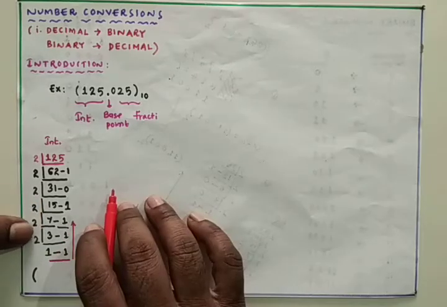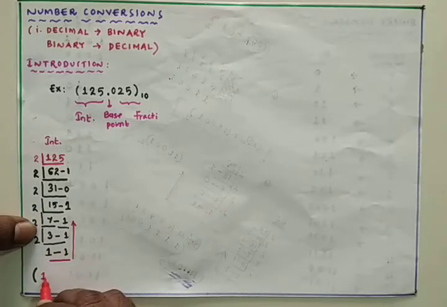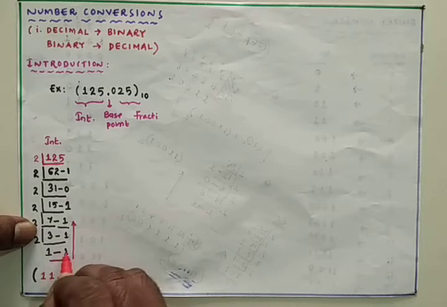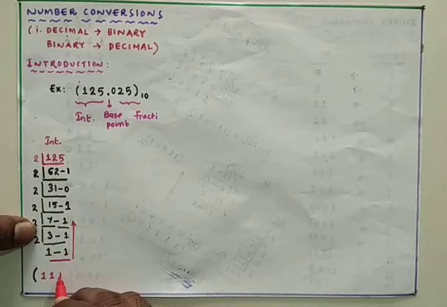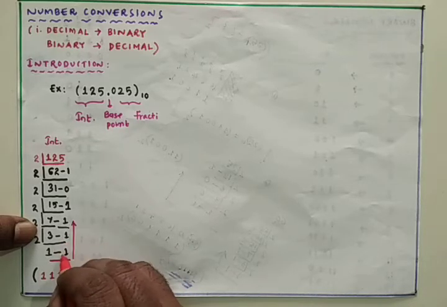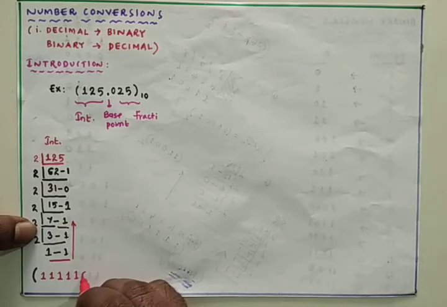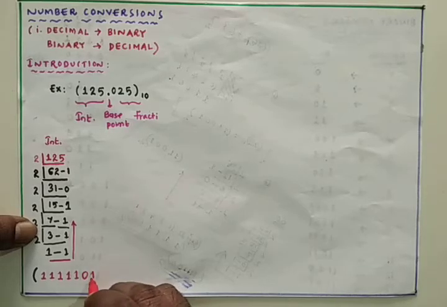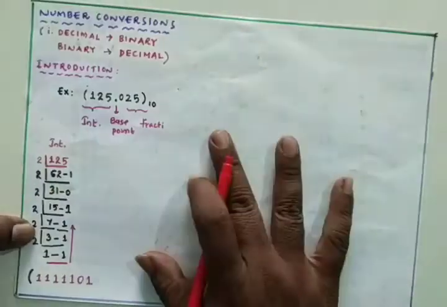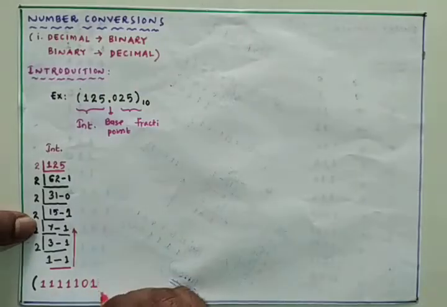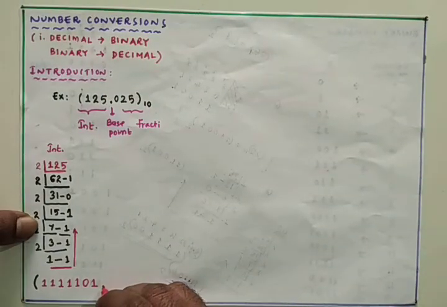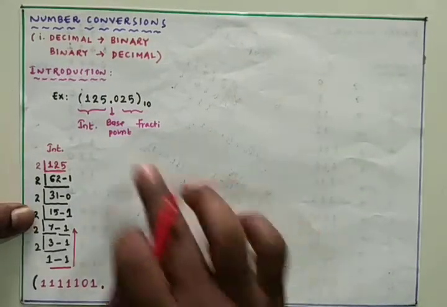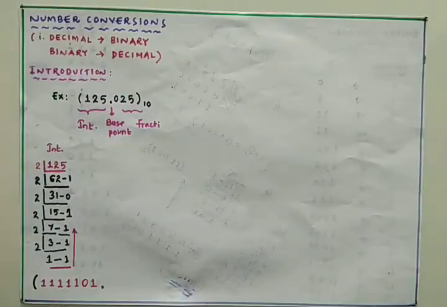Then what is the first remainder? This is 1, followed by 1 1, 1 2 3 4 5 ones, 0 and 1. Then this part is completed. Now this part is completed, then we have to go for the same base point remains same, then we have to go for the fractional part.